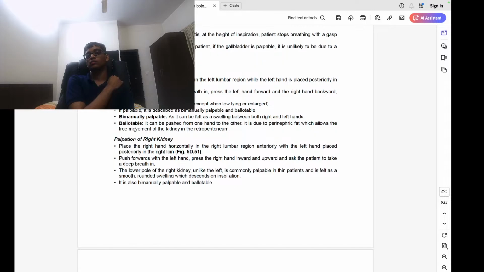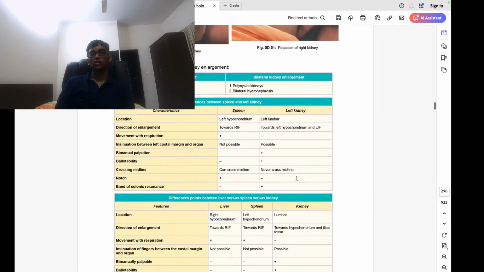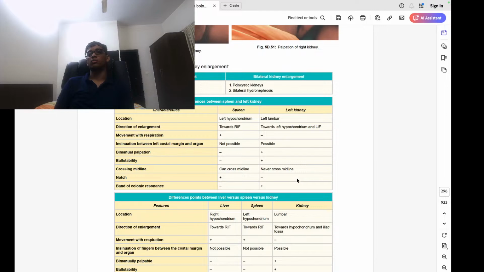Okay, the only difference between the right and left is that the lower pole of the right kidney, unlike the left, is commonly palpable in thin patients and is felt as a smooth rounded swelling which can descend on inspiration. Then you have causes of unilateral and bilateral kidney enlargement. Unilateral kidney enlargement is renal cell carcinoma, hydronephrosis, and bilateral kidney enlargement is polycystic kidney and bilateral hydronephrosis.